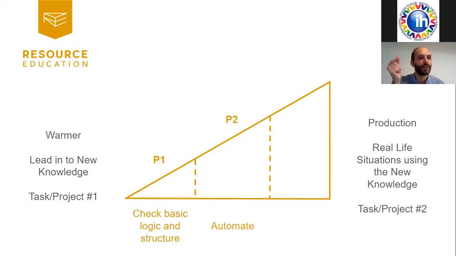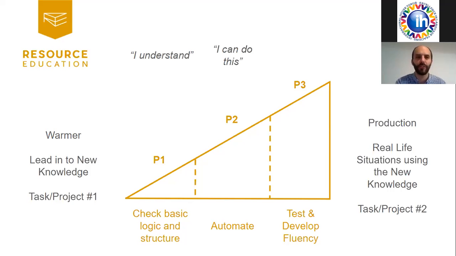Practice 2. We're going to automate and build those reflexes. And practice 3, we're going to test and develop fluency, push students to use what they know in a flexible, spontaneous manner. And students are simply going to go through, wow, I understand. Oh, I can do this. To, wow, I did it. And then we go off to real life simulations.